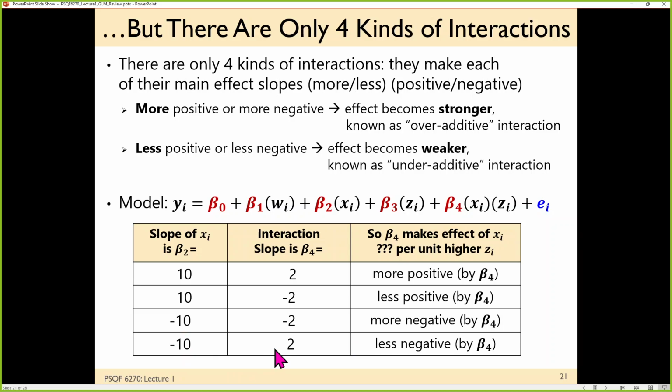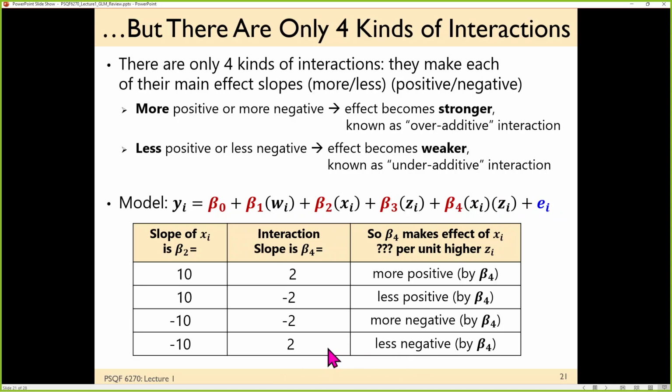Less cold is more like the bottom one here. If my slope is negative 10 and my interaction term is 2, then as X goes up, Y goes down. Less so if I'm higher on Z. The slope becomes less negative.